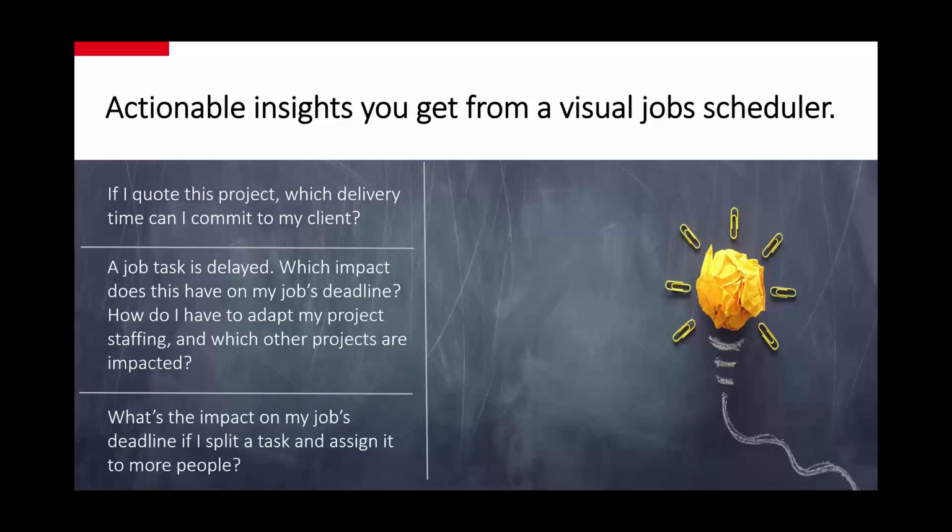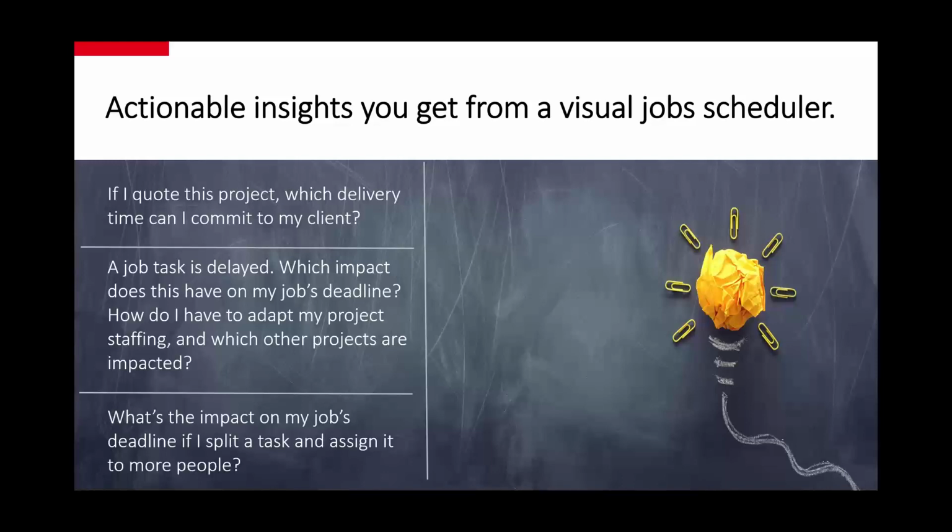And last but not least, from time to time, you look at the deadline of the project and you know, okay, this is tough. This is on the critical path already. So you may want to split a task and give it, instead of to one person, to four persons, because this will then reduce the total time to complete this task. And then you want to know, okay, if I do this, what is the impact on the job's deadline? And these are some examples of actionable insights that you get from the Visual Job Scheduler.